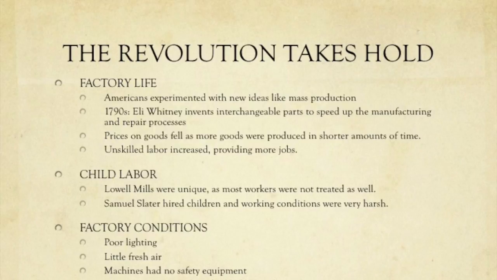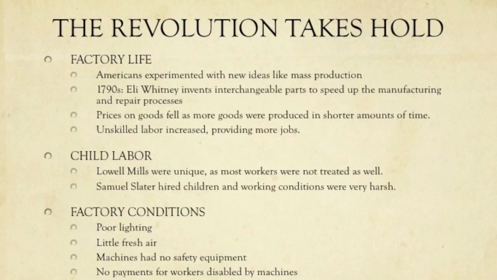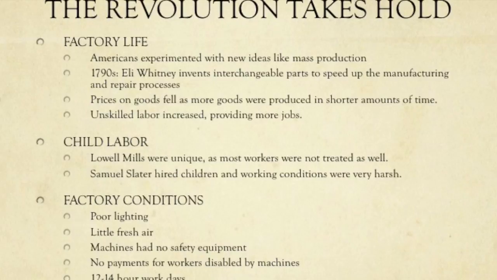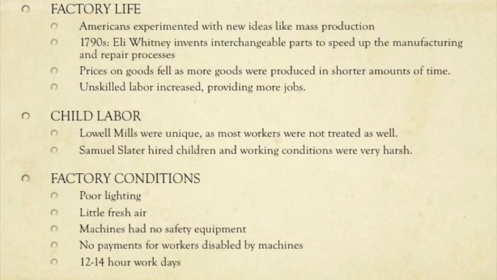They experimented with new ideas like mass production. In the 1790s, Eli Whitney invents interchangeable parts to speed up the manufacturing and repair processes. Now, a product didn't have to be made entirely from start to finish by hand and custom made. You now made molds so that you could replace parts instead of the entire thing. Prices on goods fell because you could produce the product in shorter time, and now you can use unskilled labor, which provided jobs across the board.